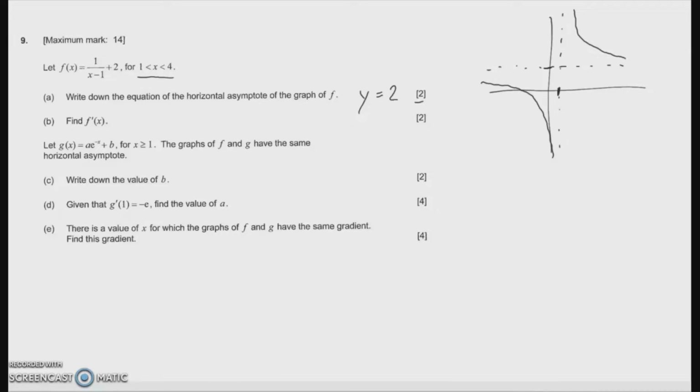Another way of thinking about this, of course, is the idea of limits. We can imagine what is the limit of this as x tends to infinity. Well, when we have 1 over infinity minus 1, essentially this part becomes 0, so we can ignore it, and we're left with our 2. So a little bit of thinking either about limits or about transforming the graph.